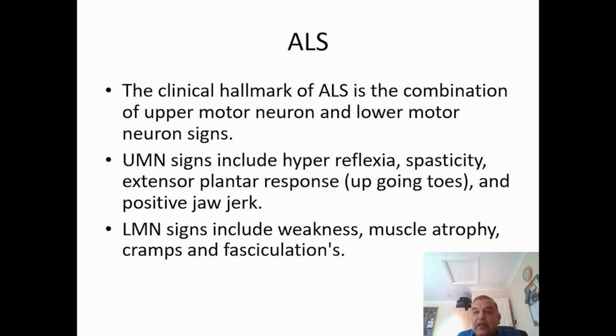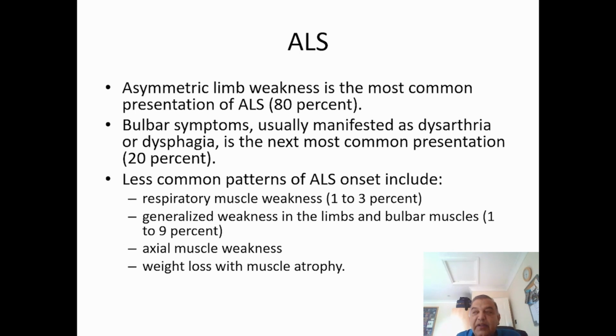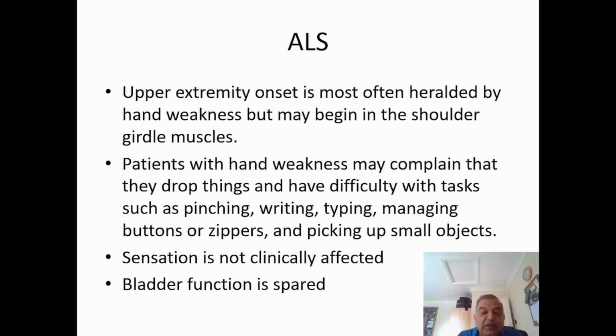The clinical hallmark is upper motor and lower motor neuron signs. The upper motor neuron signs are hyperreflexia, spasticity, and extensor plantar response, that's the upgoing toes, and a positive jaw jerk. The lower motor neuron signs include weakness, muscle atrophy or wasting, cramps, and fasciculations. Now, asymmetric limb involvement is the most common presentation, but it does become symmetrical fairly soon. Bulbar symptoms manifest as dysarthria and dysphagia, and of course they can have respiratory muscle involvement, axial muscle weakness, and weight loss.